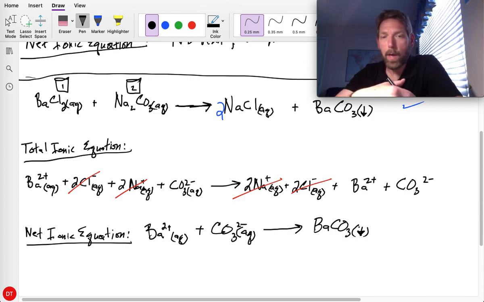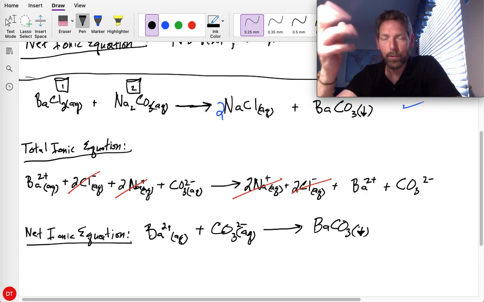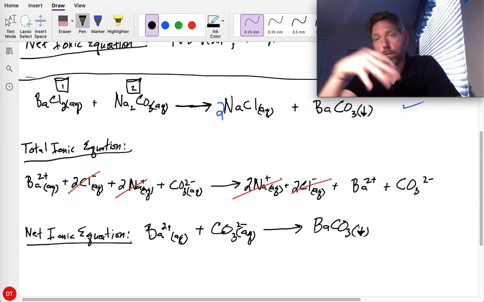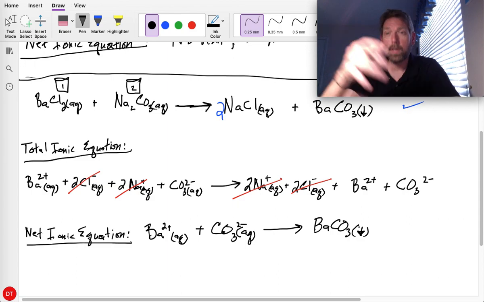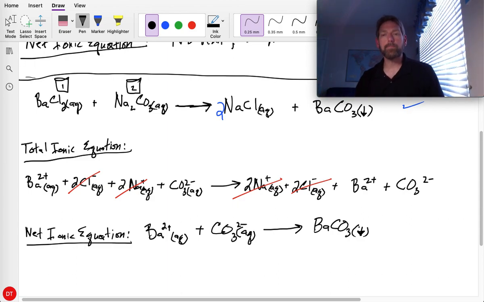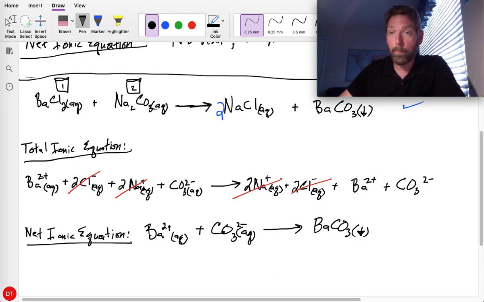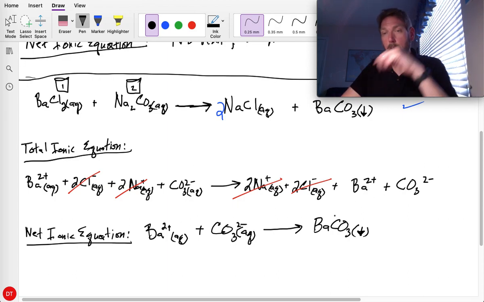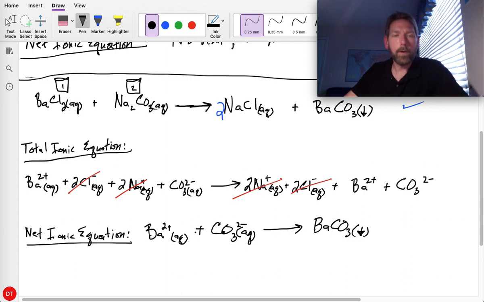And so again, if you had a coefficient of 2 in front of any of these, or 3 or 4 or 6 or whatever, you would put that coefficient in front. Those coefficients don't go away because you have that many pieces and parts coming together. In this case, you have 1 mole of barium ions and 1 mole of carbonate ions coming together to make 1 mole of barium carbonate, because they come together in equal proportion. You're going to get 1 mole of that, right? Okay, so almost done.